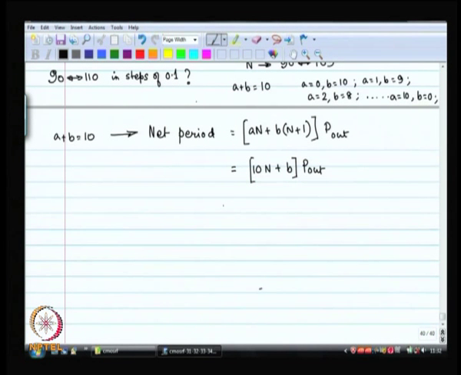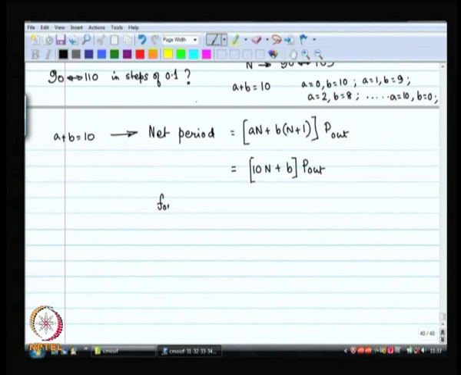the fundamental as far as the spurs are concerned, right. So, where are the spurs coming from? The control voltage is having some glitches at a certain frequency. What is the fundamental frequency for that? The fundamental frequency for that is f out divided by 10 times n plus b.